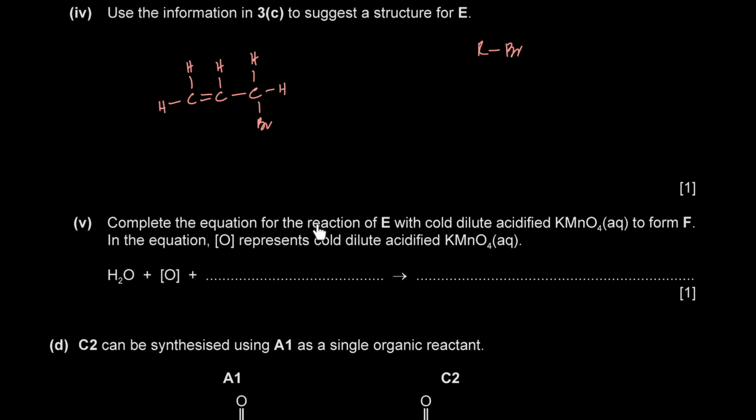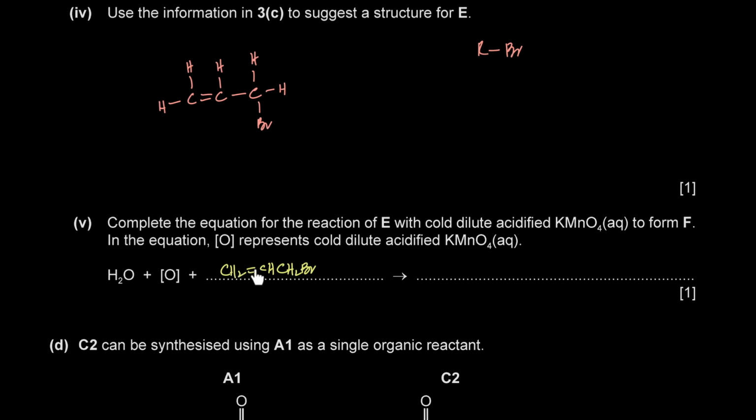Complete the equation for the reaction of E with cold dilute acidified KMnO4 aqueous to form F. In the equation, O represents the oxidizing agent, or oxygen from the oxidizing agent. That's cold dilute acidified manganate 7. So here we have this compound reacting with H2O and O from the oxidizing agent. We have CH2 double bonded to a CH, CH2Br, and this is becoming a diol.